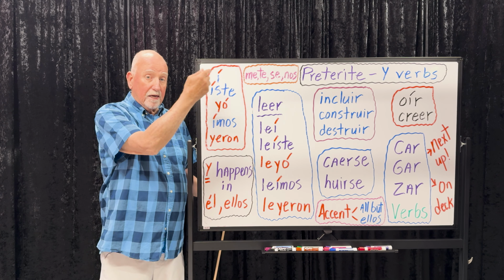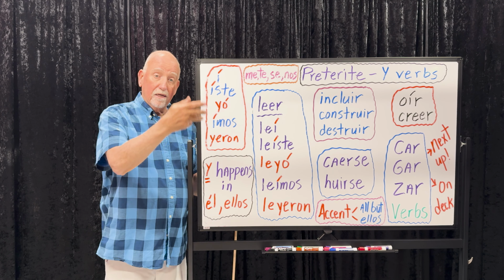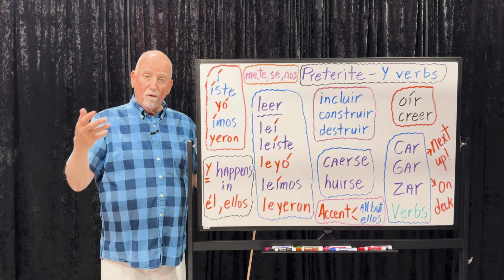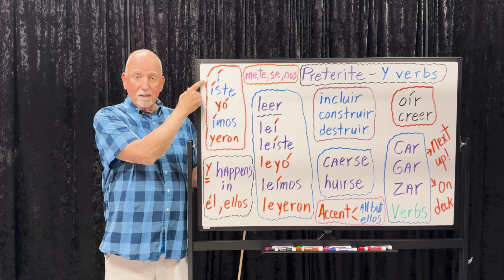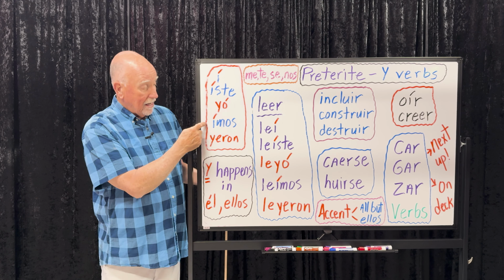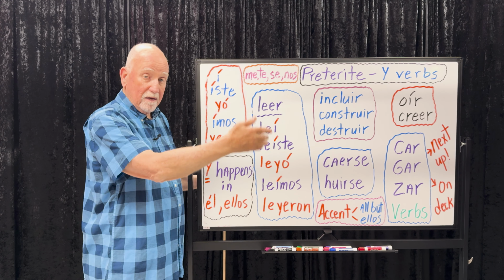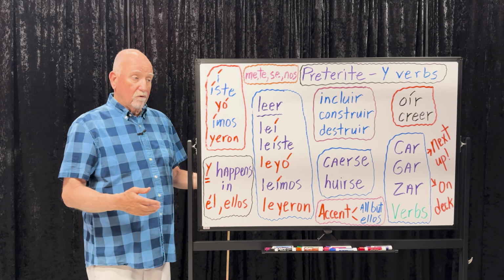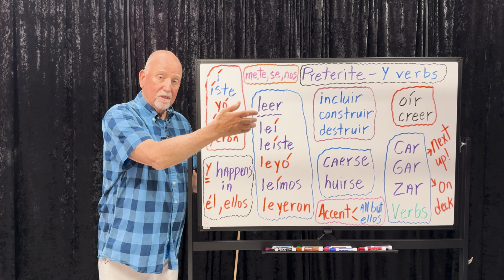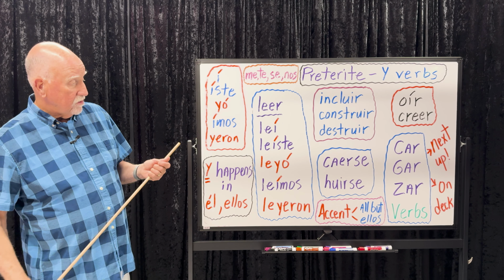Now, creer que is very common, to think that. I thought that. Creí que, and that can lead on to anything. For example, I thought they were brothers. Creí que eran hermanos. I thought the test was today. Creí que el examen era hoy. I thought you had the money. Creí que tú tenías el dinero. We thought that. Creímos que. They thought that. Creyeron que. And whatever the rest of the sentence might be. Example, they thought that it was snowing in the mountains. Creyeron que estaba nevando en las montañas. Creer que is huge.